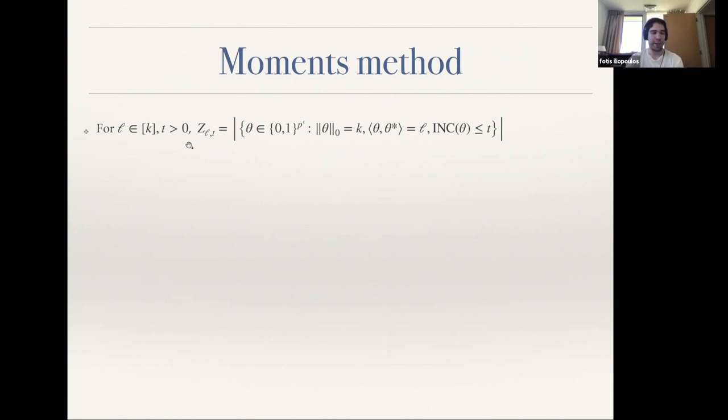To explain it, I will need the following random variable, which is a counting random variable. For any integer L and any integer T greater than zero, Z_L of T counts the number of k-sparse vectors, corresponding to potentially infected individuals, that have overlap exactly L with a hidden vector, and the inconsistencies they have is at most T. This is related to our gamma function: by definition, gamma of L is at most T if and only if this set is non-empty, in the sense that this counting random variable counts at least one vector that has at most T inconsistencies.